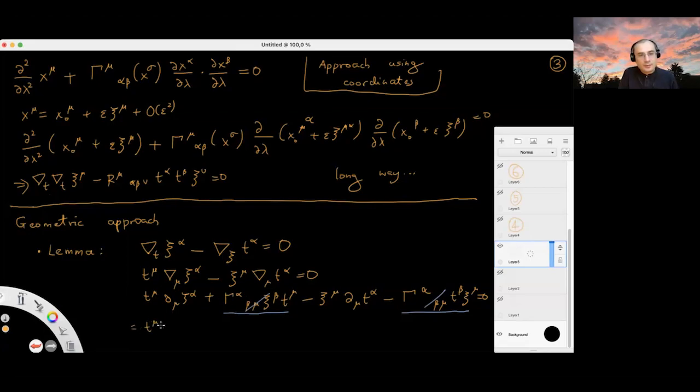that this is equal to t mu d mu xi alpha minus xi mu d mu t alpha. That's an interesting result, which shows that, in fact, we don't need to worry about the gamma coefficients at all when we write this particular formula. They just cancel each other at the very end. Okay, and now what is this thing here? That's basically the derivative with respect to lambda, because that's t mu d mu, that's derivative with respect to lambda, right? We had an identity here.